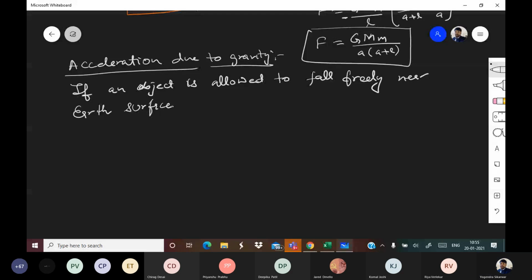Okay. Now you may ask, sir, why fall freely? Arey bhai, if you are using a parachute, then it is not falling freely, right? The parachute will exert force. And if it is not free fall, then the acceleration of the object will not be g, right?